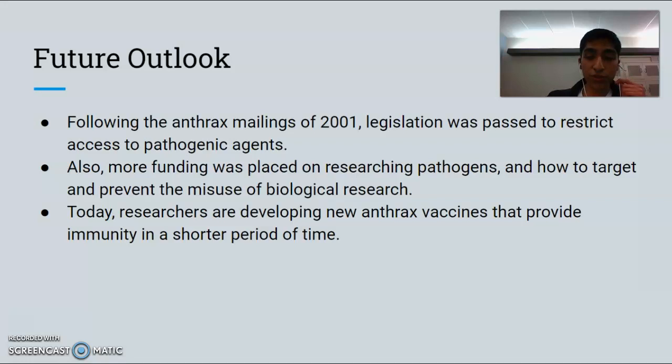And finally, today, researchers have been developing new anthrax vaccines to provide immunity in a shorter period of time, but we'll have to see how the distribution and the requirements for this vaccine go, because like I mentioned, anthrax in the United States is very rare in nature. It is usually only found in laboratories.